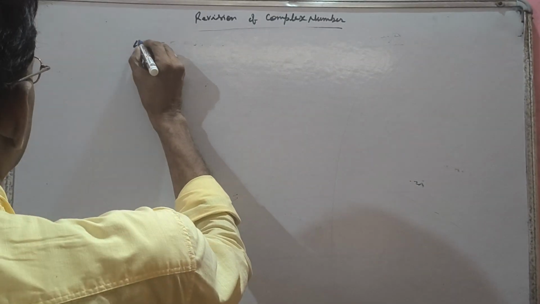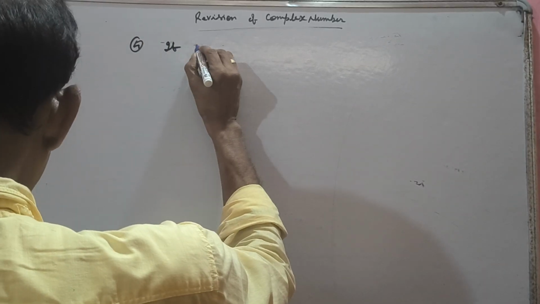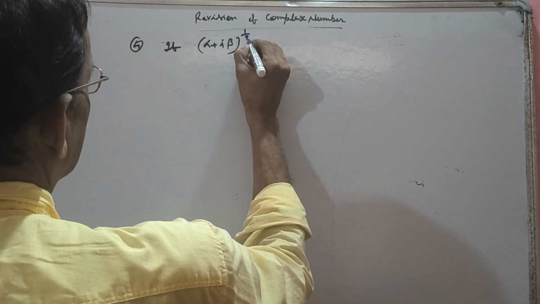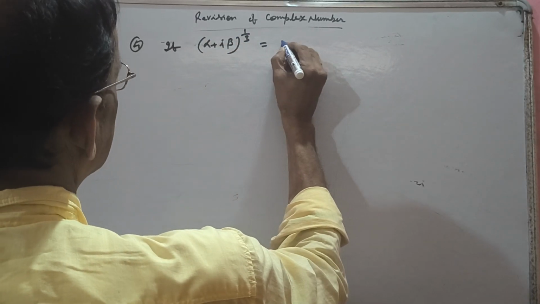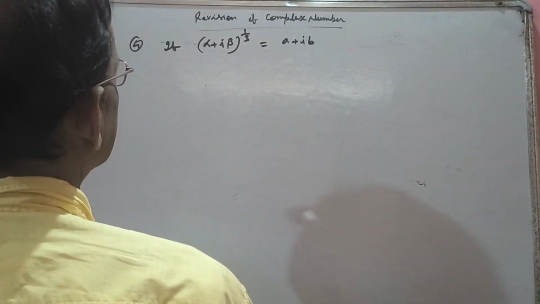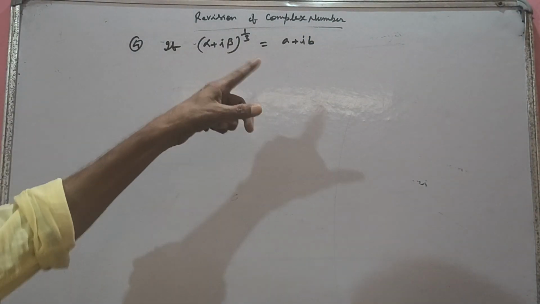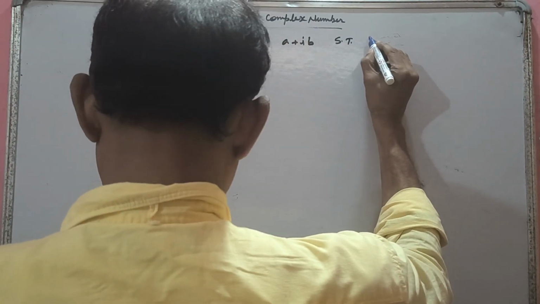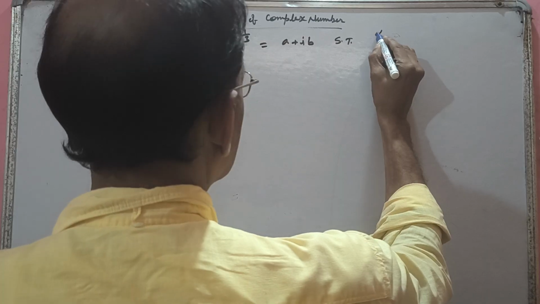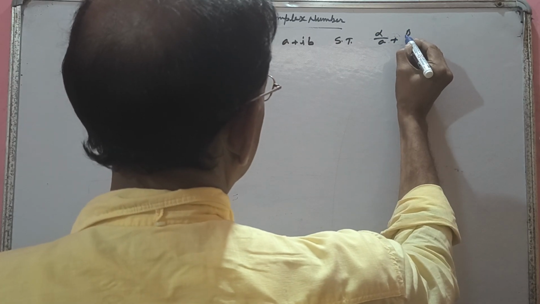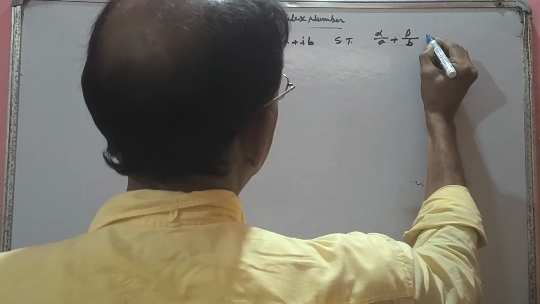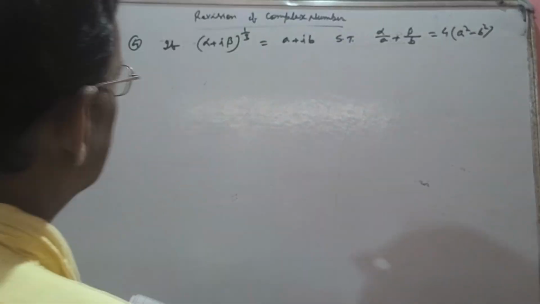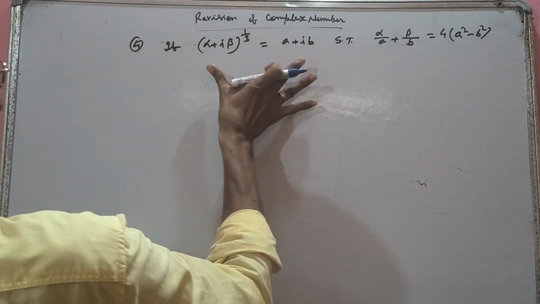Important sum number 4: given if alpha plus i beta whole to the power 1 by 3 is equal to a plus ib. This question is given. We need to show that alpha by a plus beta by b is equal to 4 into a square minus b square. So start the solution with the given term.